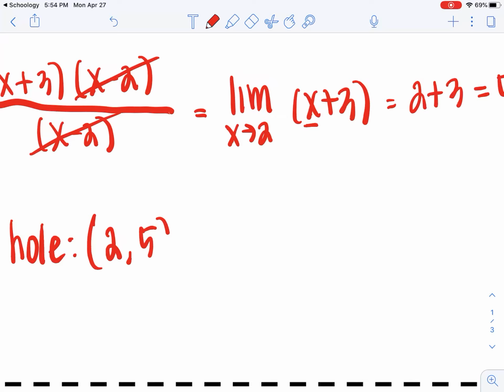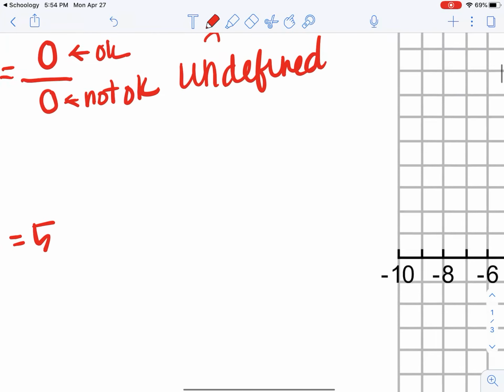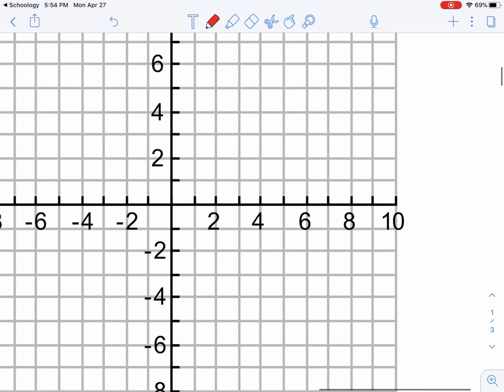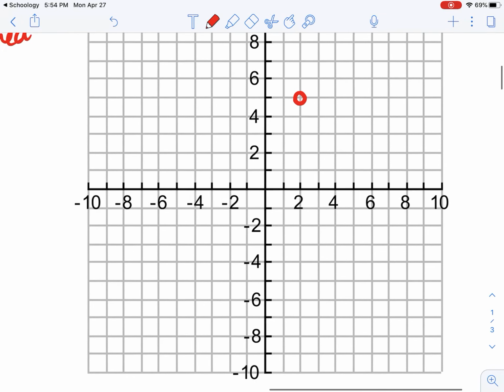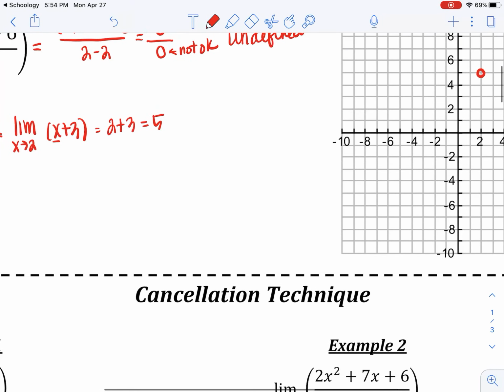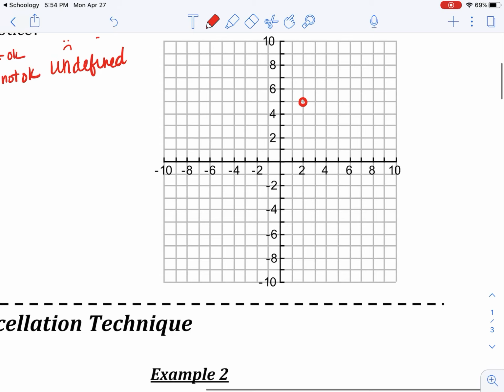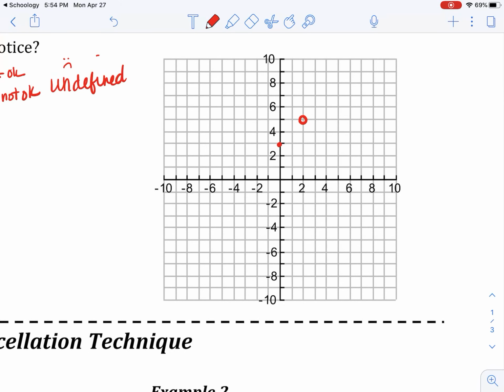And then remember, I have to plug in 2 into the new simplified function, so I'm going to plug it in there. I get 5. That means there's a hole at 2, 5. So let's graph the hole, 2, 5. And then we can graph the line y equals x plus 3 to see what the rest of the graph looks like. So y-intercept of 3, slope of 1. You can see that it would have gone through that point if there wasn't a hole there.